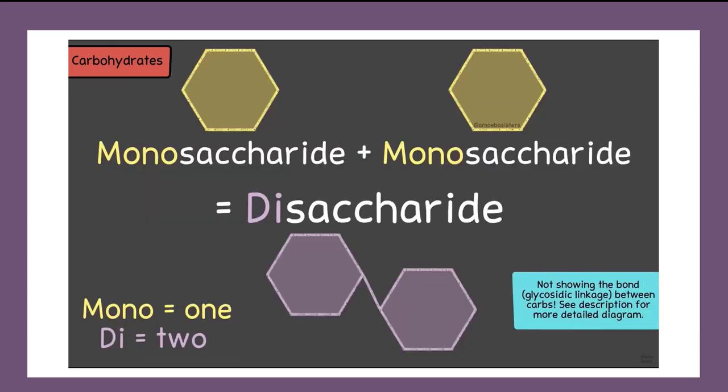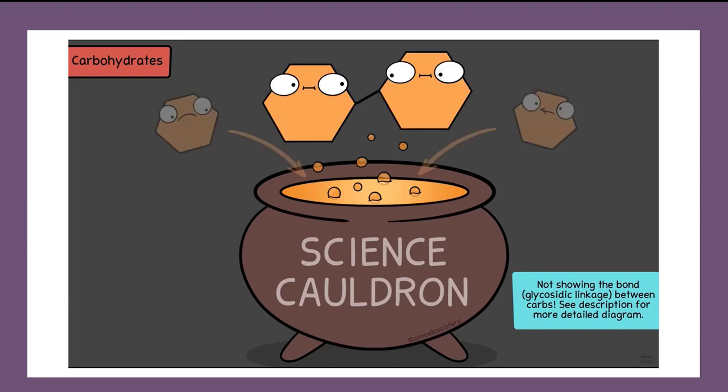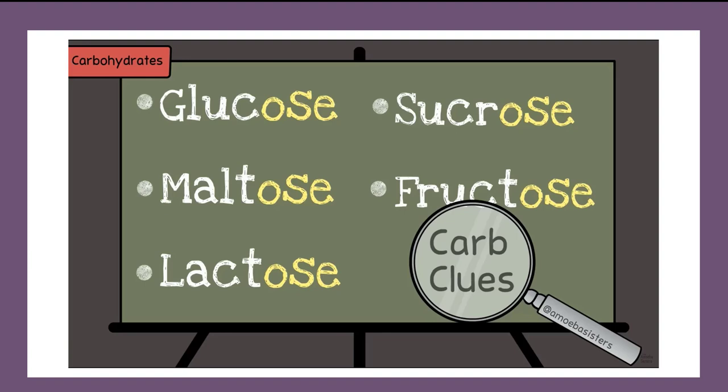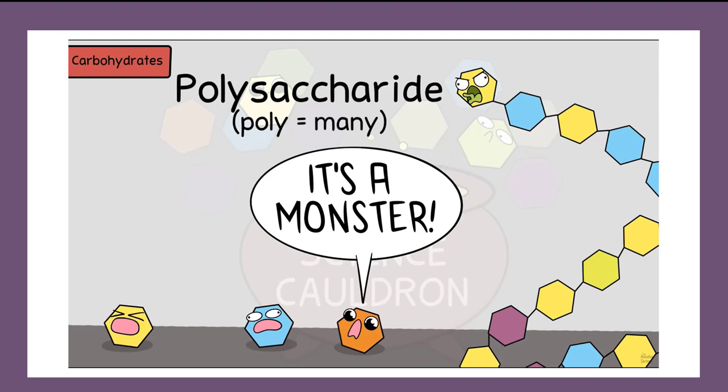If two monosaccharides, such as glucose, are combined, you get a disaccharide. For example, put these two glucose sugars together and you get the disaccharide maltose. By the way, a lot of sugars have that OSE ending. Glucose, maltose, lactose, sucrose, fructose, I could go on. The ending OSE can be a carbohydrate clue. If you join a lot of monosaccharides together, that can combine to make a polysaccharide, a big carbohydrate.